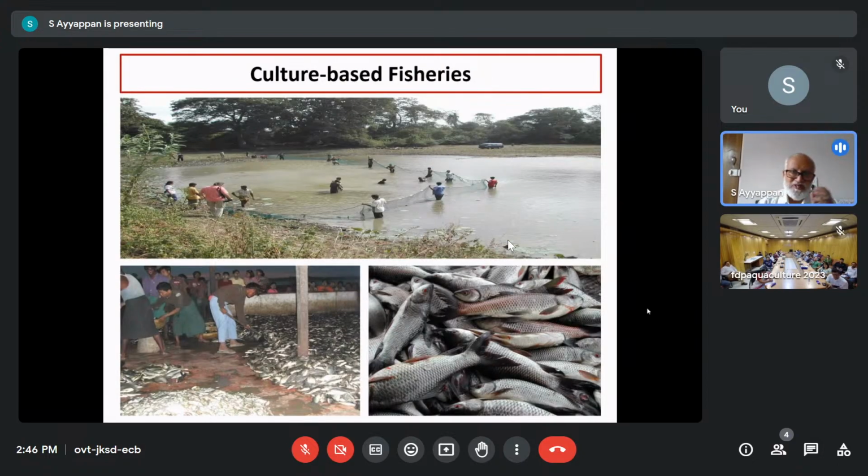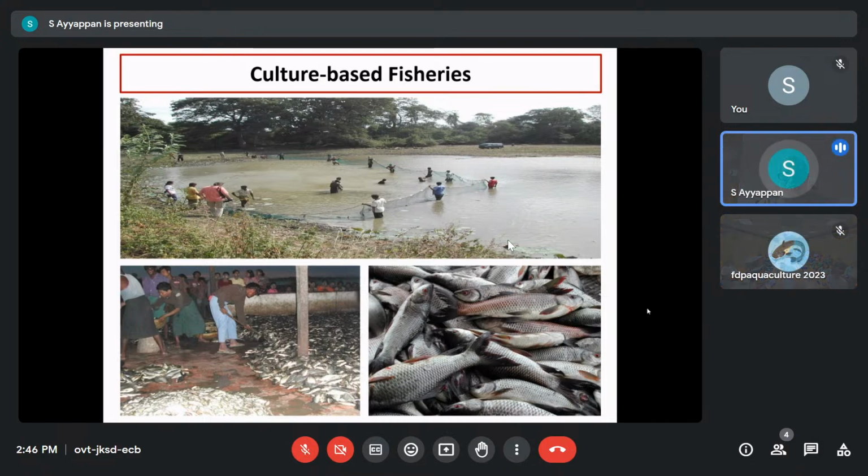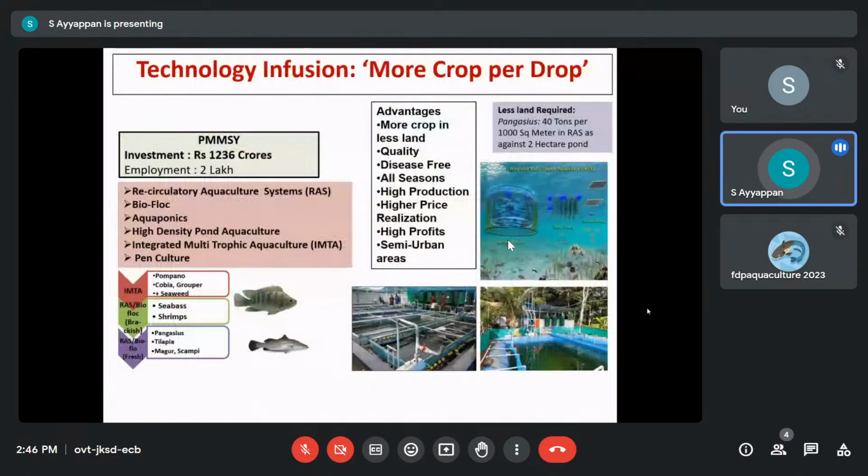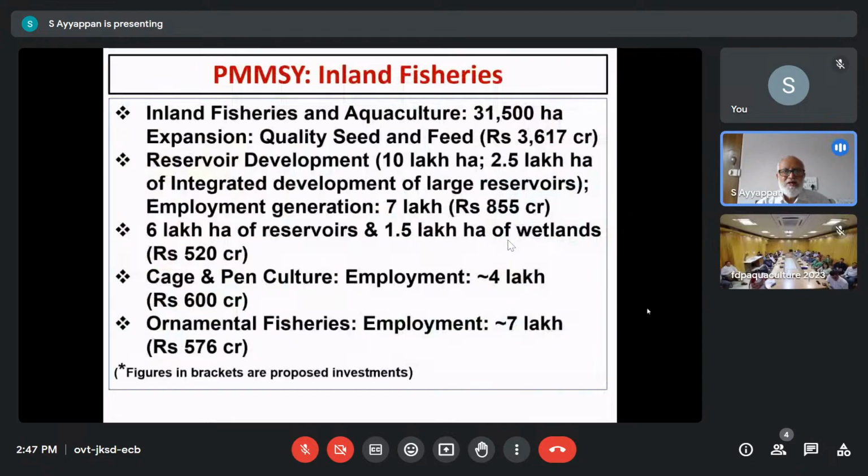Now, when we come to culture-based fisheries, inland fisheries, even their large tanks, earlier they were only capture fisheries. But invariably nowadays, whether they're reservoirs or tanks, they're stocked. So to that extent, they become culture-based fisheries. And for that, recent investments are more crop per drop. So more and more investments into reservoir fisheries, the recirculated aquaculture system I just mentioned, and a specific component in the PMMSY with regard to the reservoir development, cage and pen farming, ornamental fisheries.